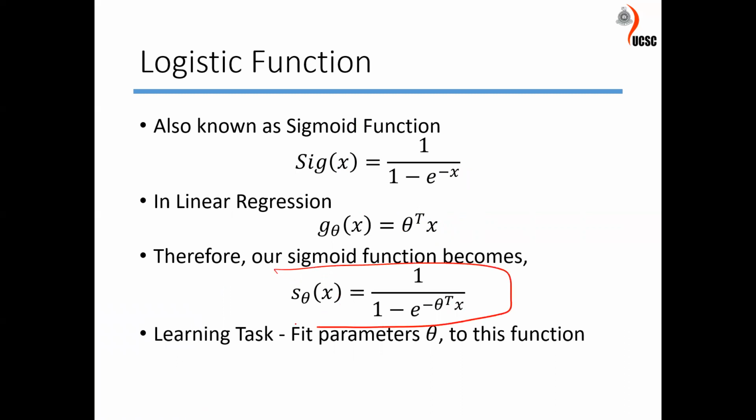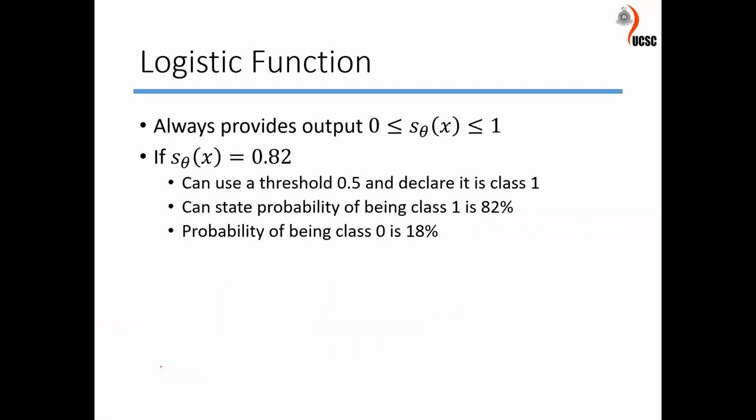So this is the final function. We need to fit our theta parameters for this function. Then suppose this kind of scenario. This is our function, and this will give something like 0.82.